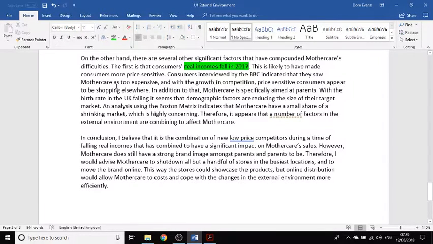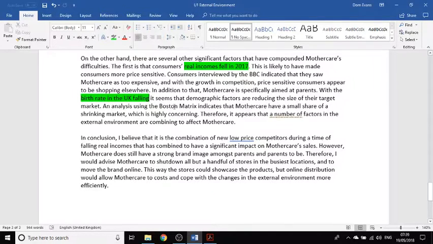Okay, so I've tried to take the information that I know, which is that consumers' real incomes fell, plus consumers interviewed by the BBC say Mothercare is too expensive, and because there's more options because of the growth in competition, consumers are going elsewhere. In addition to that, Mothercare is specifically aimed at parents. With the birth rate in the UK falling, here's some more information. It seems that demographic factors are reducing the size of their target market.